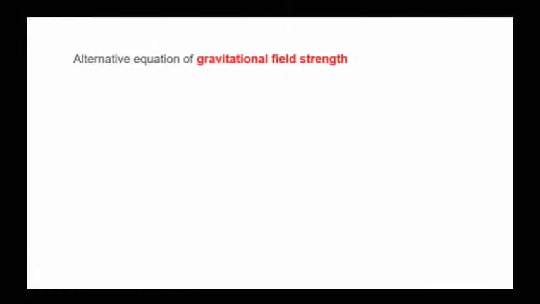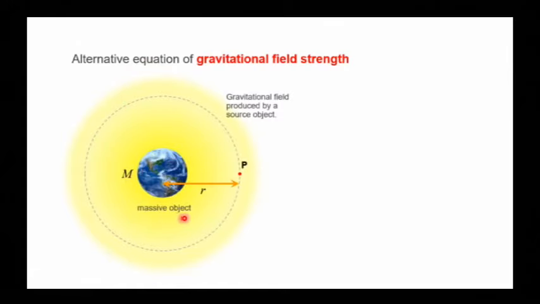We can also derive an alternative equation of gravitational field strength. Let's say we have a gravitational field produced by a source object or a massive object. Mass of the massive object will be labeled as capital M. Distance from the center of the massive object to a point P in the gravitational field will be labeled as r. Now, if we want to bring an object of mass m, or a test mass, to the point in the gravitational field, what is the gravitational field strength of this object?